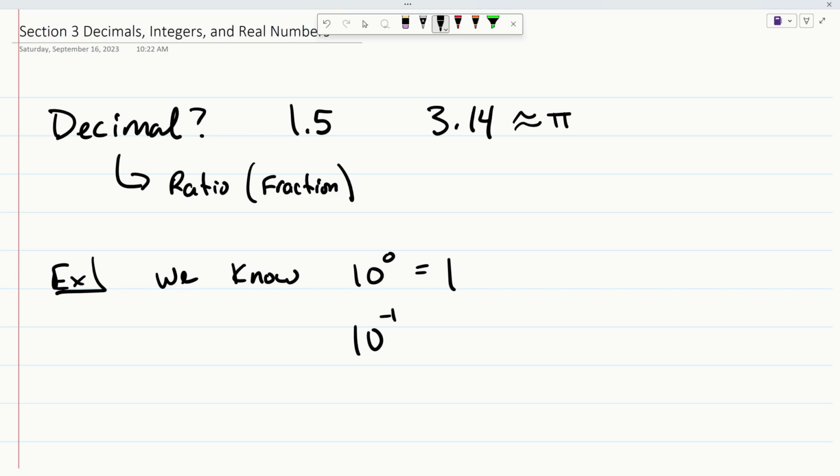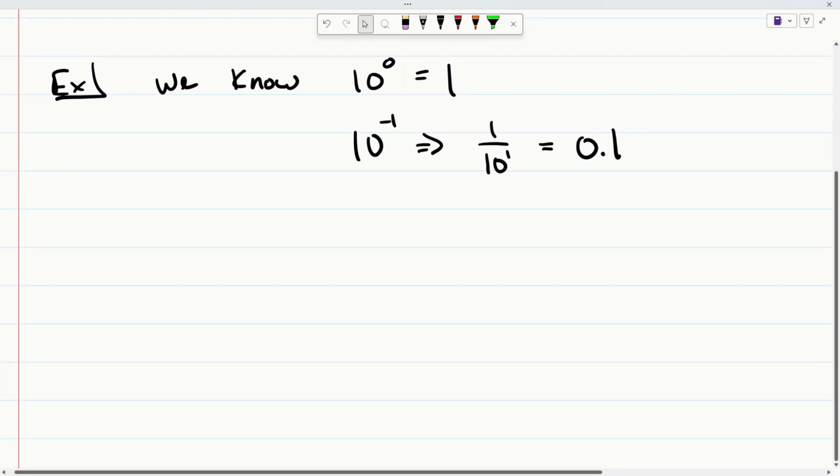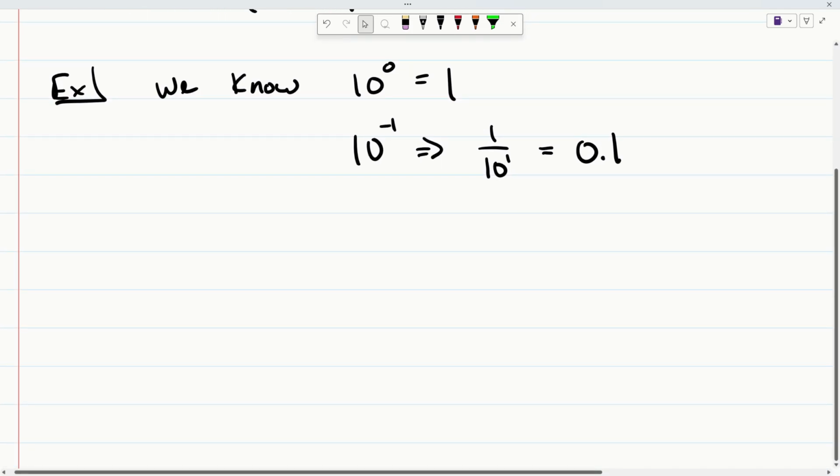In order for us to fully understand this, there was a rule that we learned a long time ago called the negative exponent rule, and I'm not going to get too far into it, but what I want you to know is that 10 to the negative 1 is the same exact thing as 1 over 10 to the first power, and that is equivalent to 0.1.